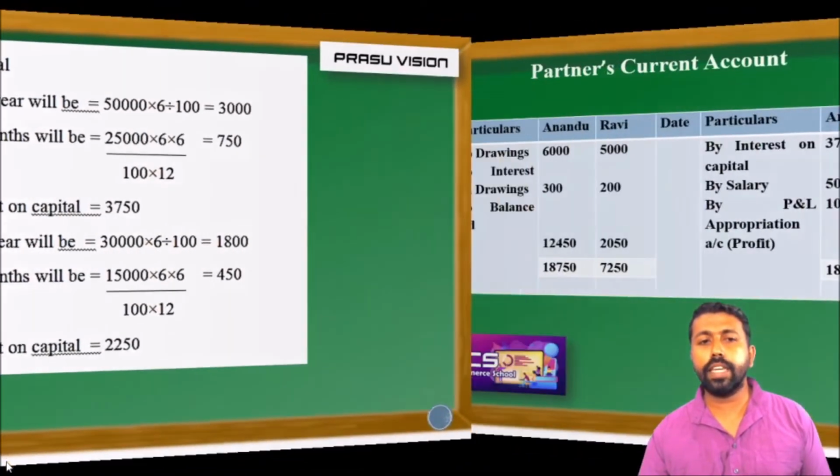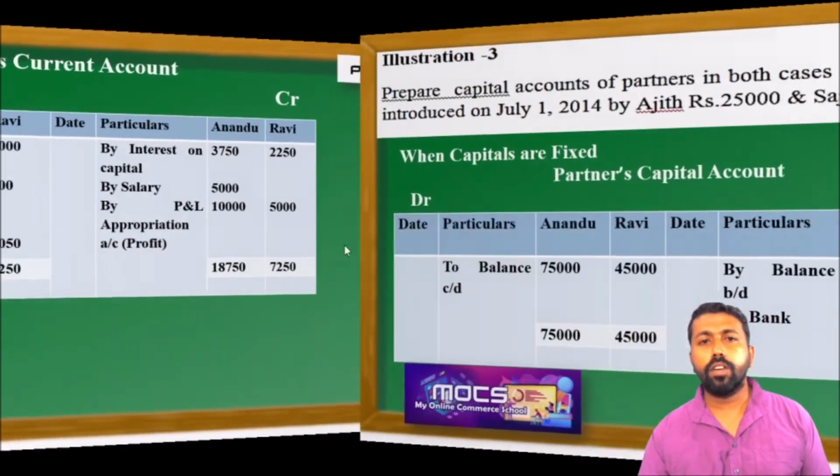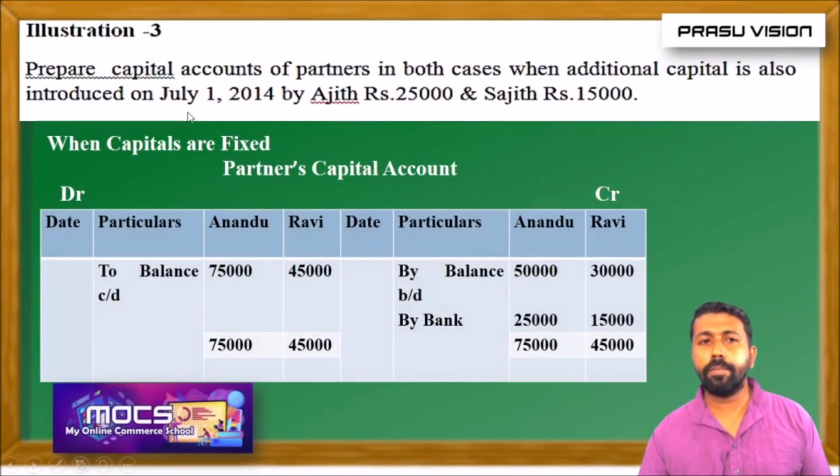Then you have to remember one thing: when they brought the additional capital. Actually, in the second problem, the financial year is from 1st January to 31st December. And in between that period, on 1st July, they have brought the additional capital. So, there is a small influence of this date while calculating the interest on capital amount.